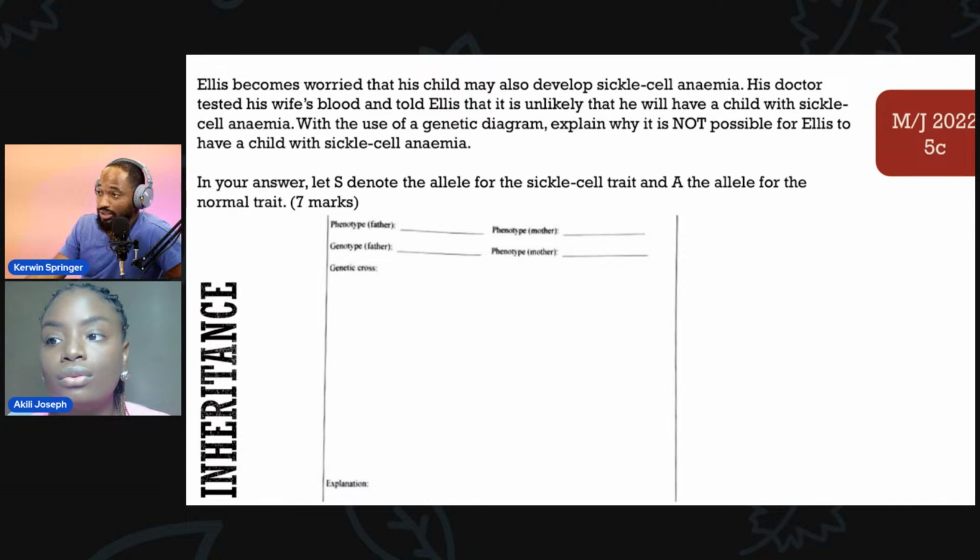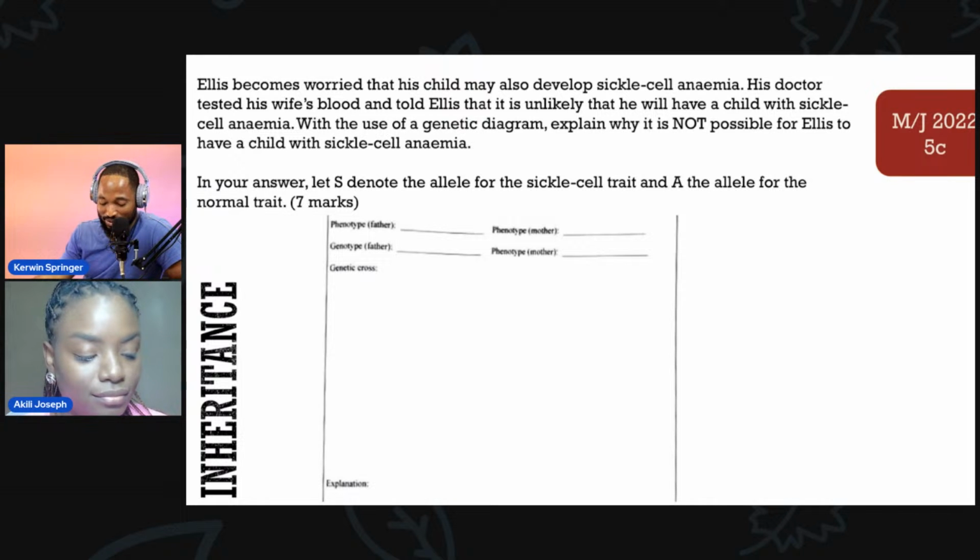Can I do this one? And then you will let me know if I get the marks. Sure. All right. So phenotype. Oh, geez, wait. I'm walking in unequipped here.